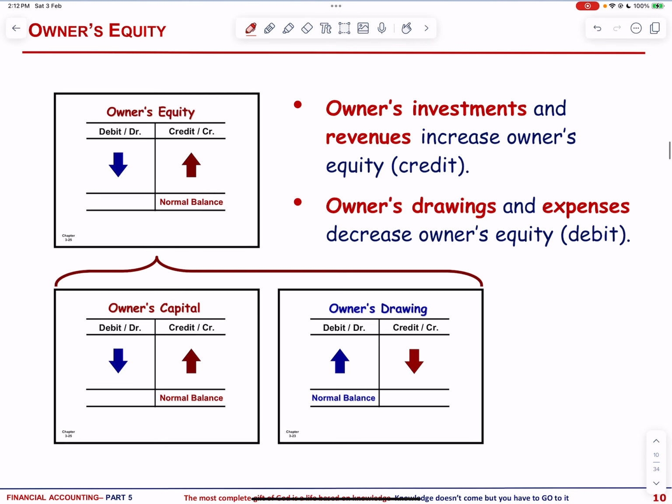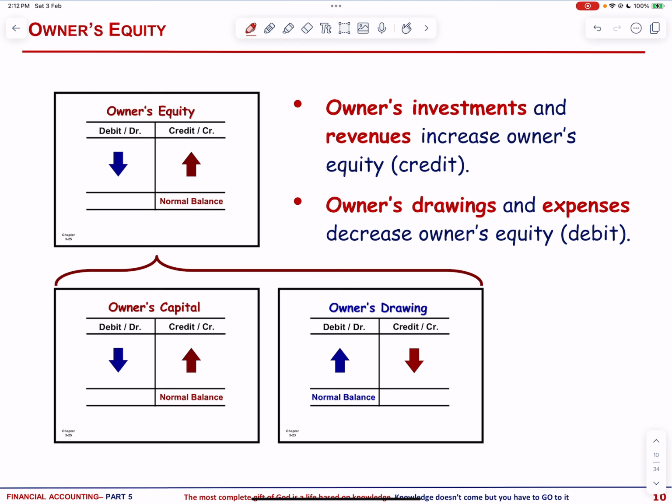Next, we come to the owner's equity, and that is when the owners make an investment or there is an increase in revenue. So, because of revenue or investment, there is an increase in owner's equity. An increase in owner's equity is credit. Now, if there is a decrease in the owner's equity, it is going to be debit.